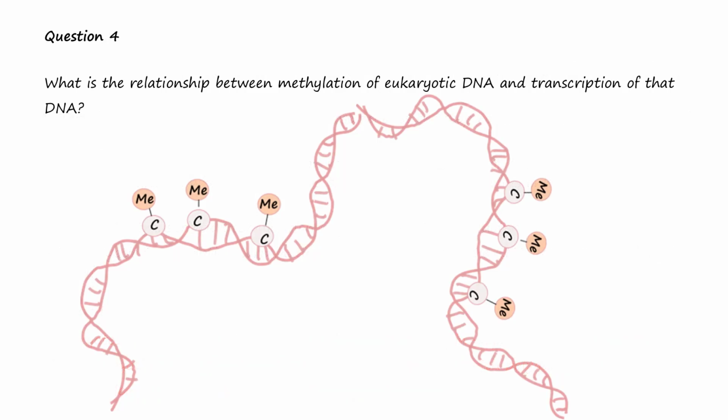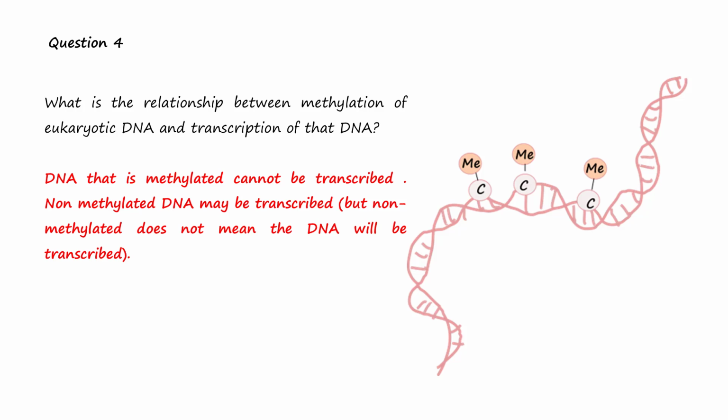Question 4. What is the relationship between DNA methylation and transcription in eukaryotes? Answer: DNA methylation, particularly at promoter CpG islands, is associated with reduced transcription. Non-methylated DNA may be transcribed, but additional regulatory mechanisms are required for gene activation.